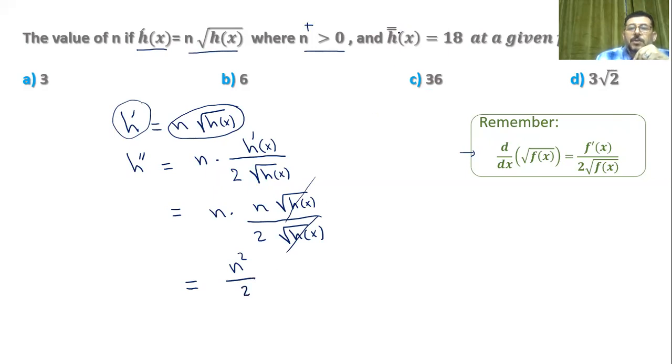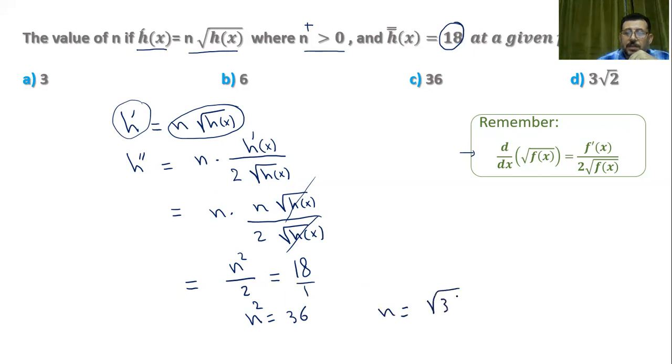Given that the value of h double prime is 18, n squared over 2 equals 18 over 1. Cross multiplication, we get n squared equals 2 times 18, which is 36. So n equals the square root of 36, positive only because the given is n is positive. So n equals 6. The right answer is B.